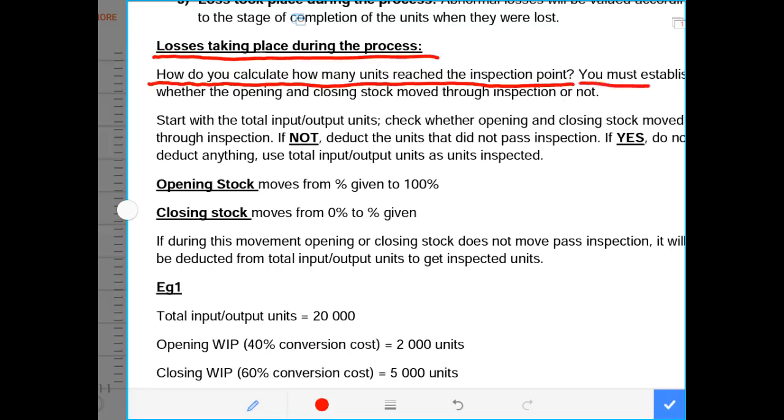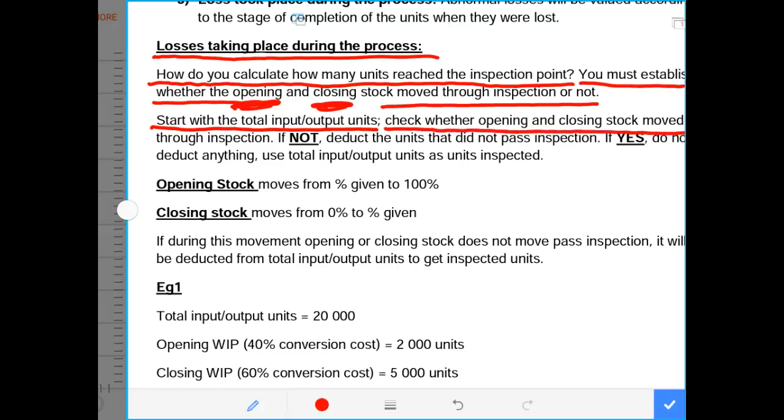Then it says you must first establish whether the opening and the closing stock moved through the point of inspection or not. So in everything that you do, you first have to ask yourself that question: did the opening stock or the closing stock pass or move through the inspection point? Then they say start with the total input and output units. Then after, you have to check whether the opening or the closing stock moved through the inspection point.